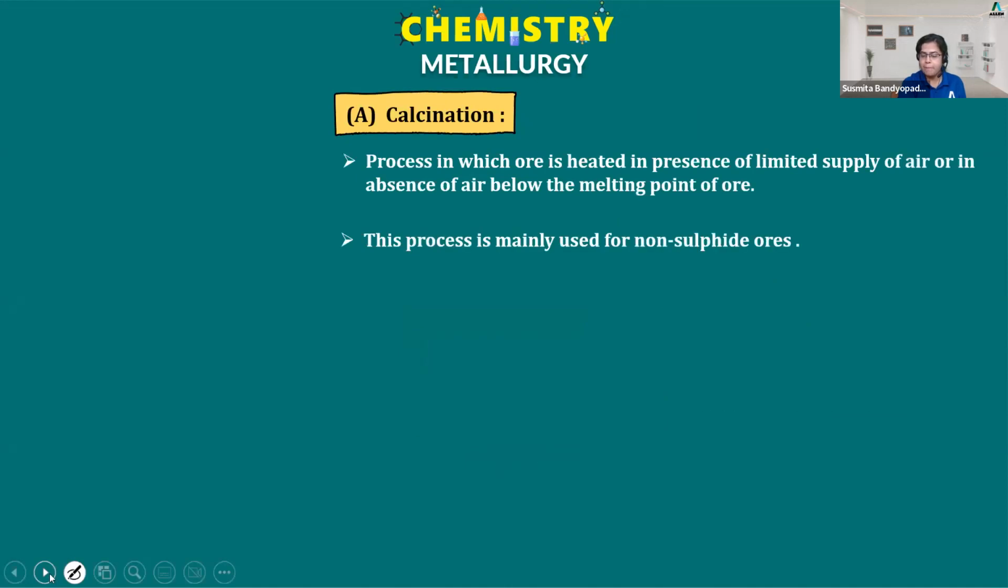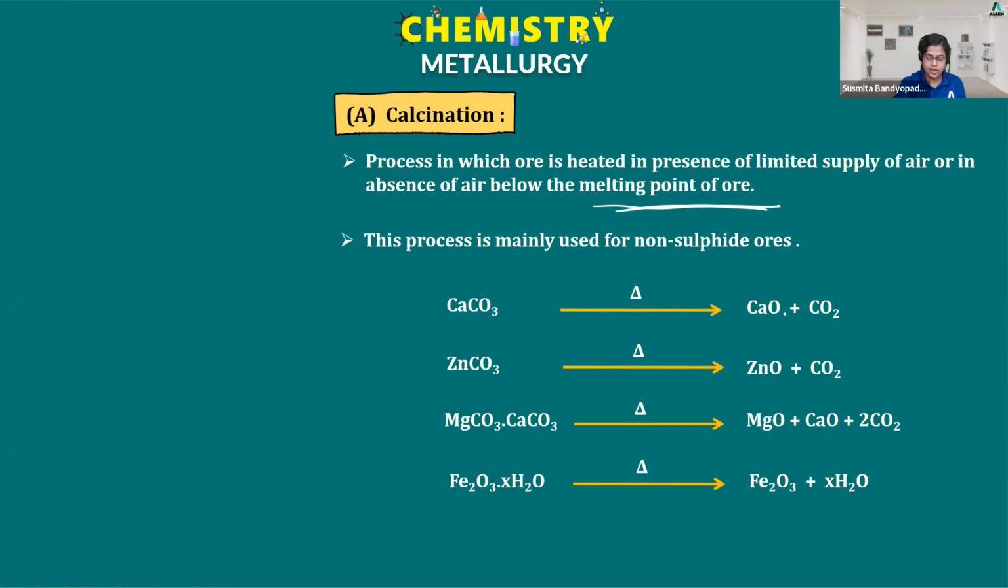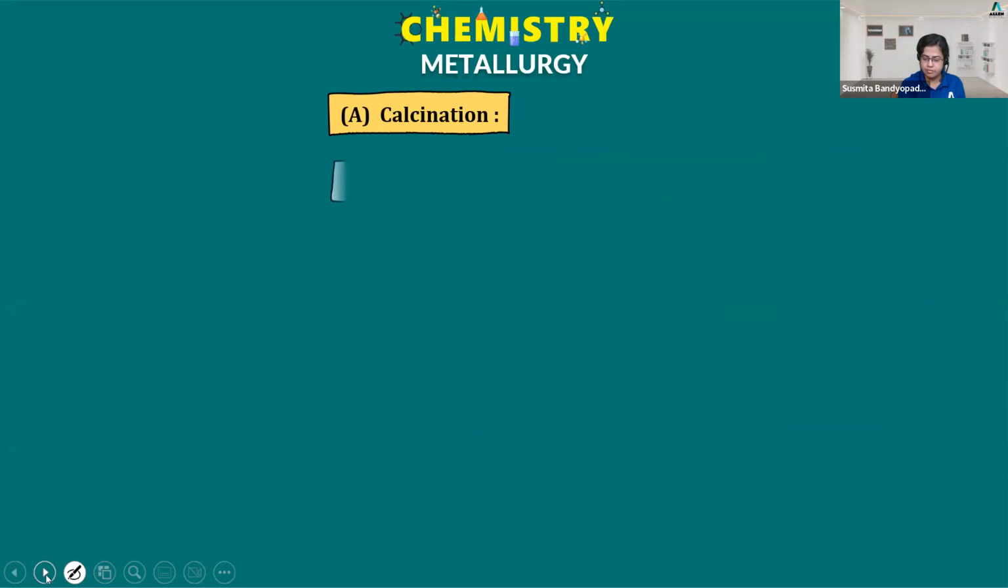So very quickly, the ore is being heated in the limited supply of air or oxygen. Don't forget, below the melting point of the ore, because if the temperature is at or above the melting point, it will melt. So keeping the temperature below the melting point, if you heat the ore in limited supply of oxygen, mainly for non-sulfide ores, CO2 is lost, you get the oxide. CO2 is lost, here water is lost along with that. So you can lose CO2 and H2O when you heat it.